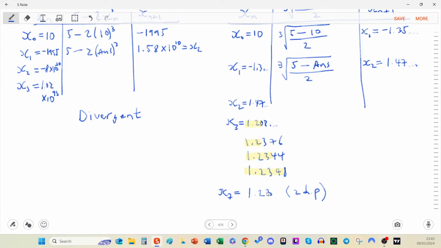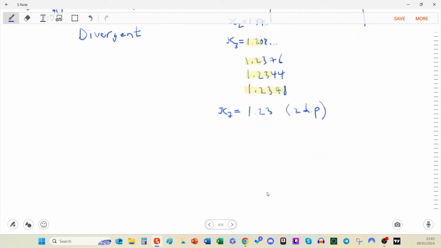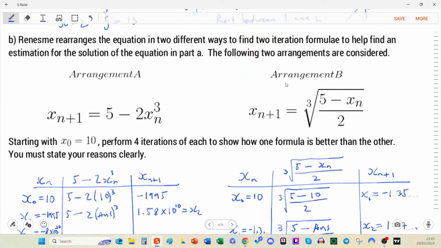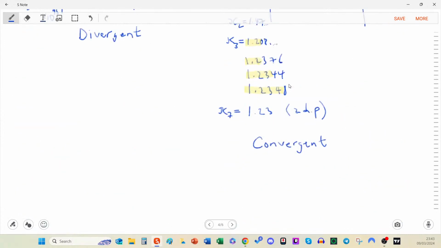But it seems that this one is convergent. So it goes towards a solution, meaning that if we were to solve the equation at the top, right here, for when it crosses the x-axis, or just generally what we call solving, then it will be 1.23.